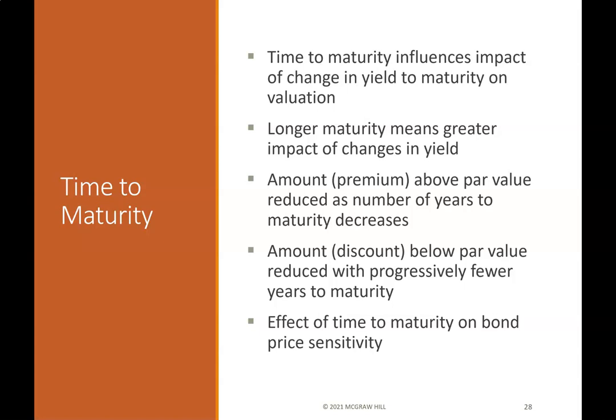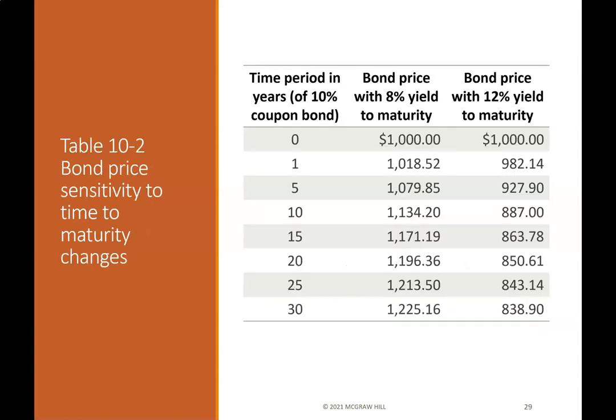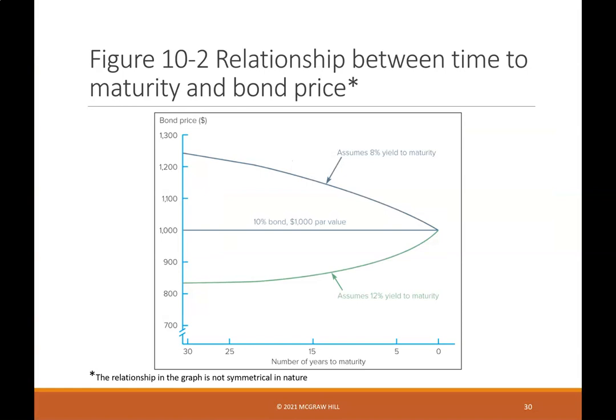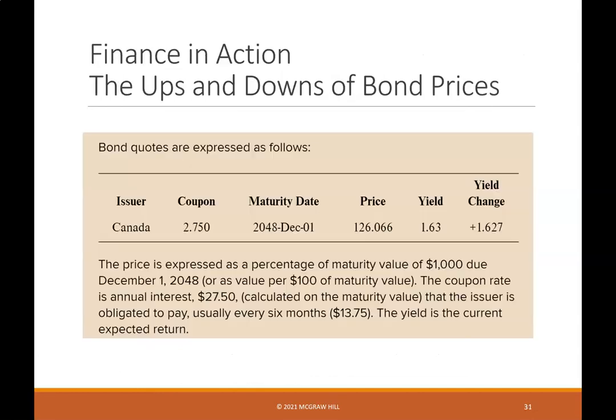Effect of time to maturity on bond price sensitivity. Table 10-2. Bond price sensitivity to time to maturity changes. Time period in years of a 10% coupon bond. Bond price with 8% yield to maturity. Bond price with 12% yield to maturity. From 0 to 30 time periods. Figure 10-2. Relationship between time to maturity and bond price. The relationship in the graph is not symmetrical in nature.